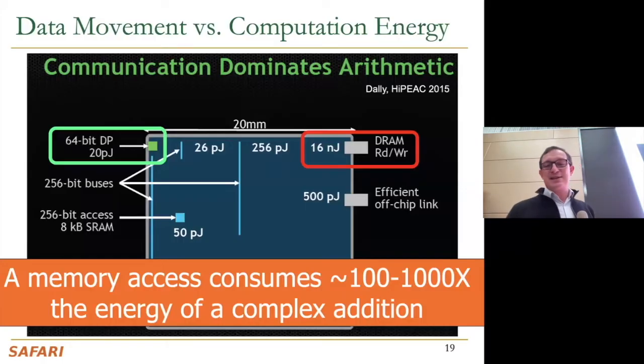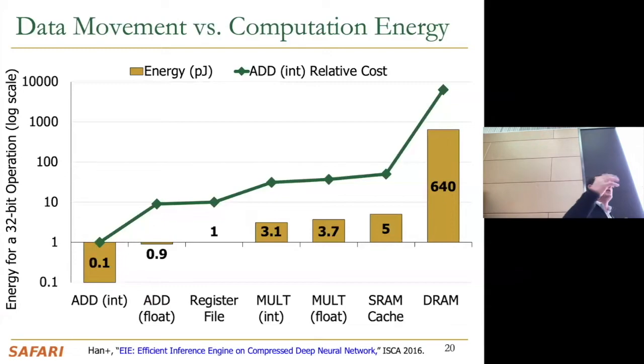Okay, so this is complicated arithmetic operations. Let's talk about simpler arithmetic operations. So this is a 32-bit integer addition over here.